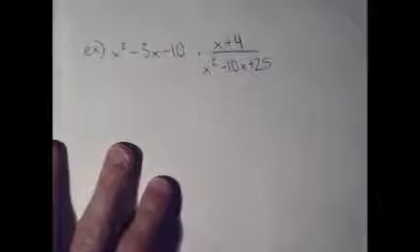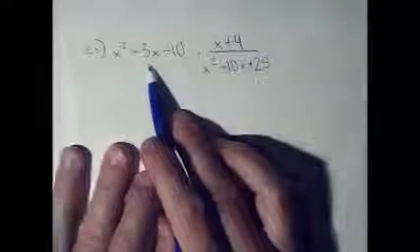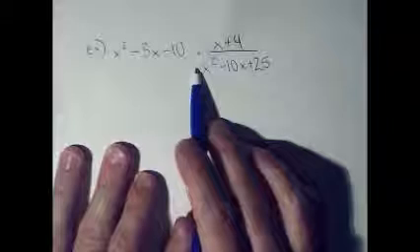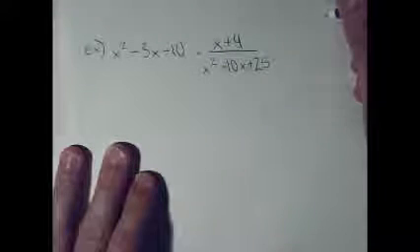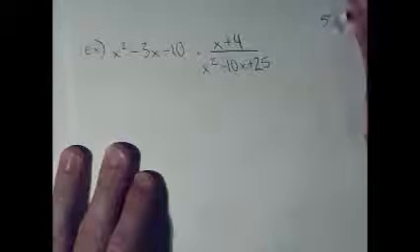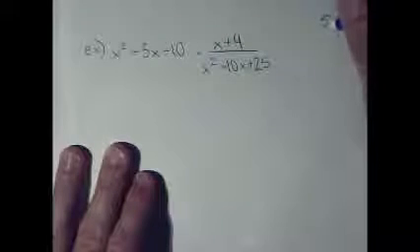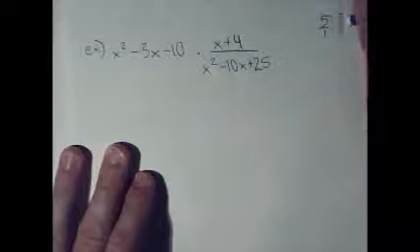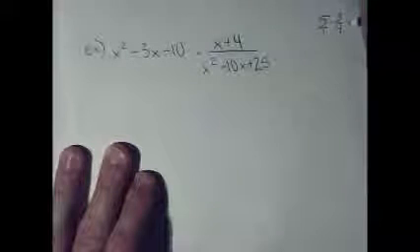For our next multiplication problem, I want to look at what if you had just a polynomial times a rational expression, which is the same as with fractions. What if I had a number times a fraction? Remember that you can only multiply fractions if it's a fraction, but remember that we can make a number a fraction by putting it over 1.